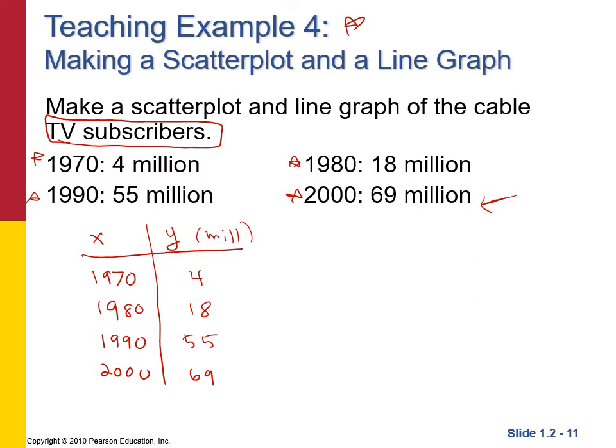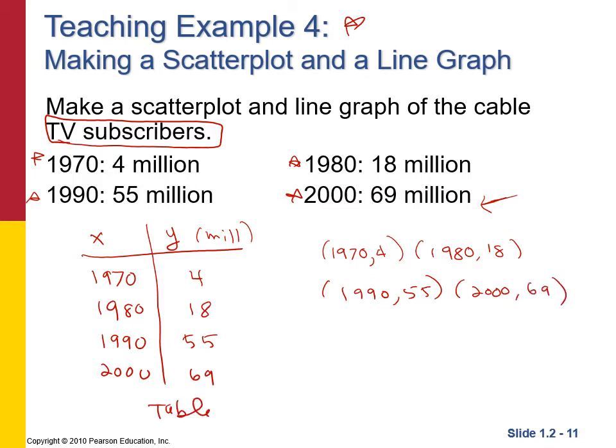So in 2000, really you just had cable. YouTube hadn't even happened yet. YouTube came out 5 years later in 2005. So here are our graphs. These are data points. We have 1970 and 4, 1980 and 18, 1990 and 55, 2000 and 69. So this is a table, and these are points, all using this data that's provided.